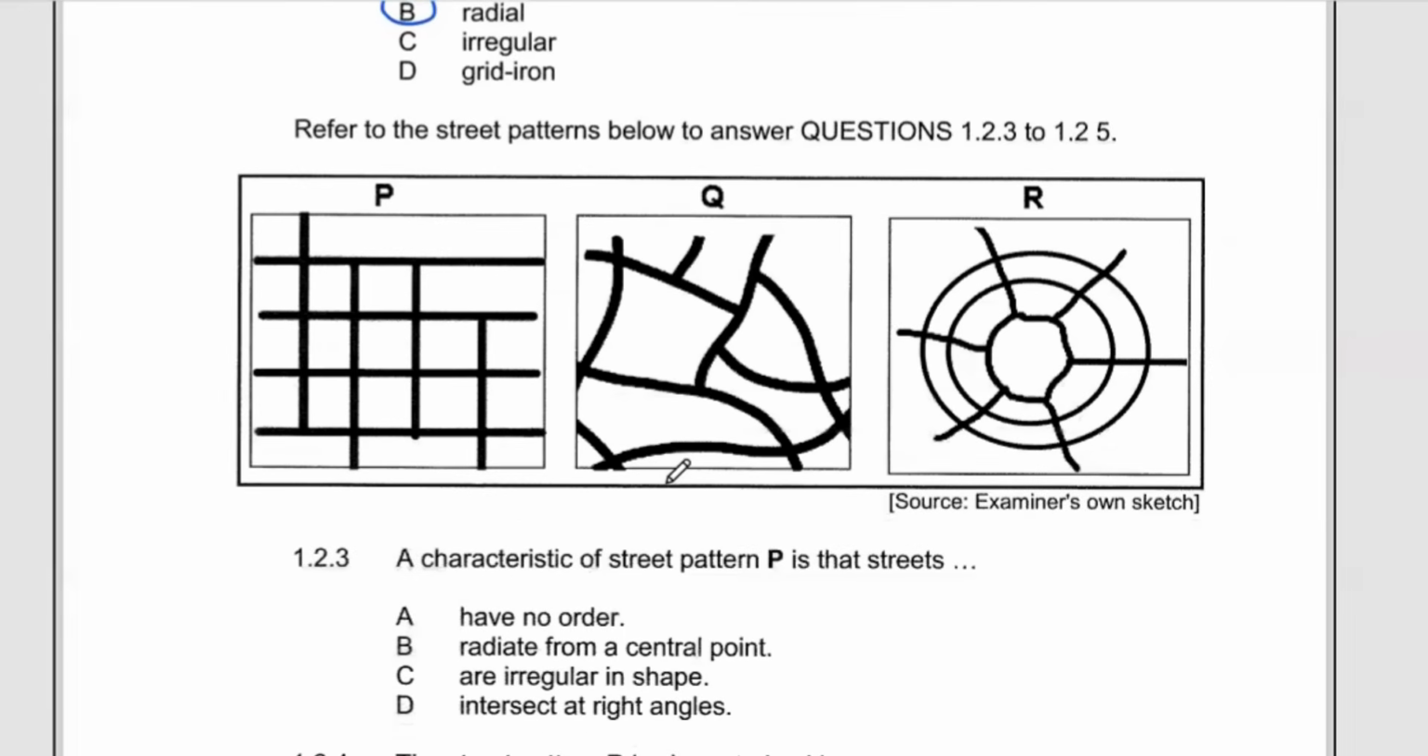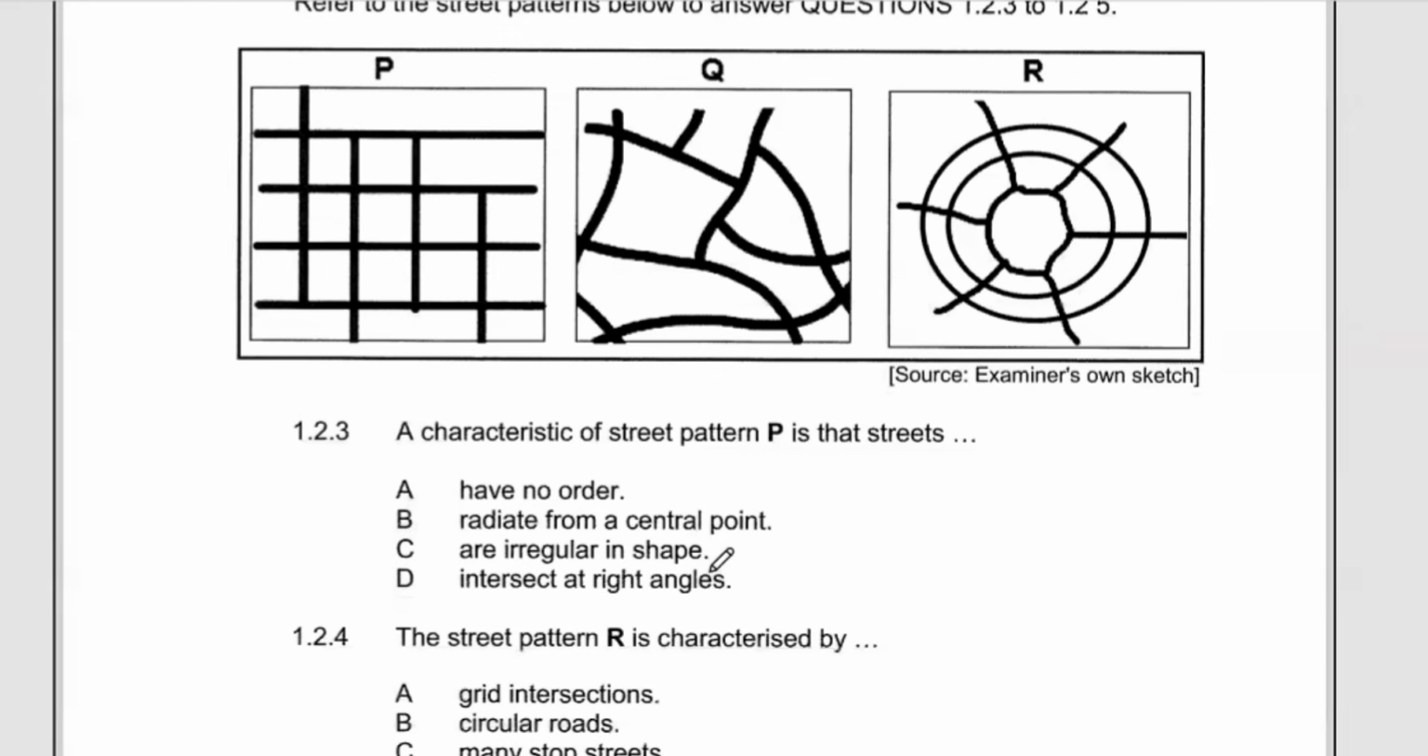P, Q, and R, we're analyzing those patterns. A characteristic of street pattern P is that streets intersect at right angles. I think you can see the intersections are right angles. They intersect in a right-angled way.